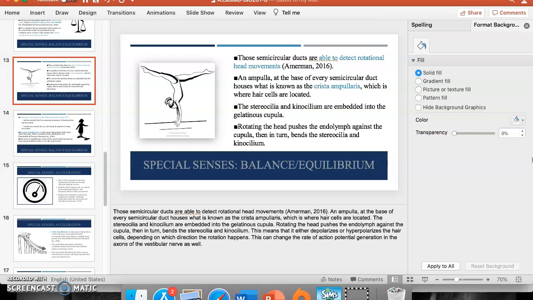I got cut off here on that last one, but just continuing on about the special senses, and we're talking about balance and equilibrium. So this means that it either depolarizes or hyperpolarizes the hair cells, depending on which direction that rotation happens. This can change the rate of action potential generation in the axons of the vestibular nerve as well.